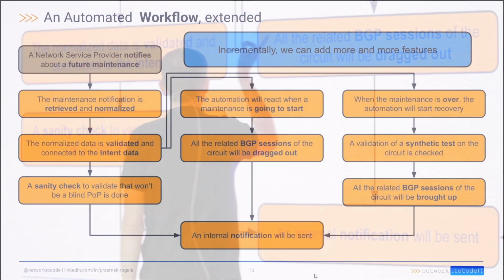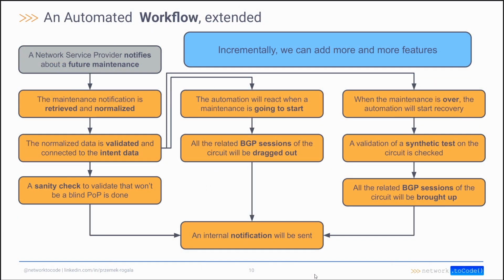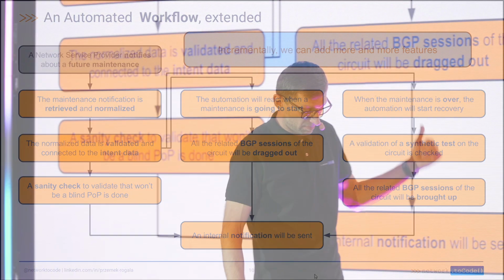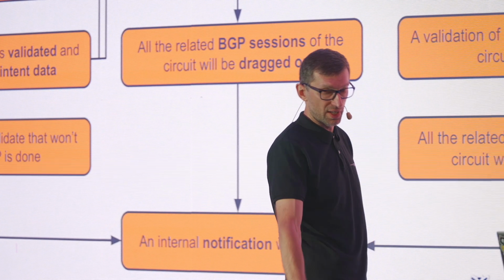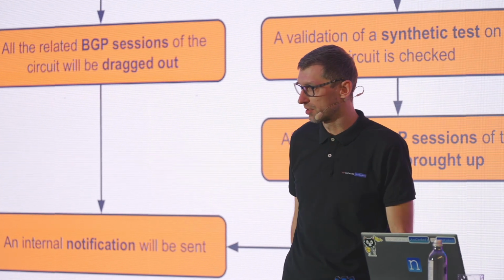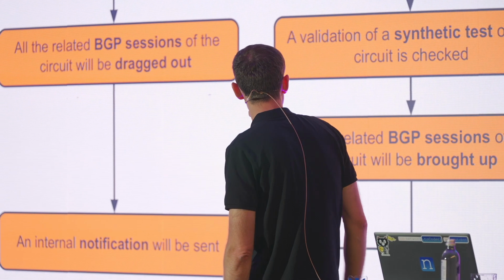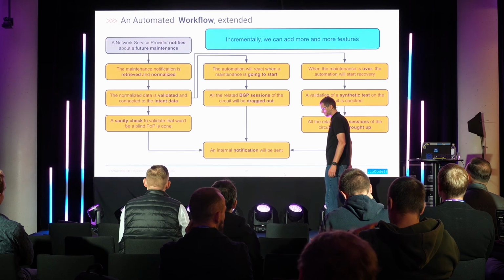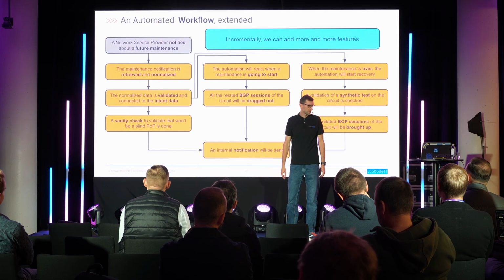But then we can go even further. We can have an orchestrator notify our engineering team that maintenance is about to start. It can automatically drain the traffic from the POP, shut down BGP sessions, and after all of this is done, it can run synthetic checks. So this is our telemetry bit, right? It'll check that once the circuit is back up, the traffic is actually flowing across it. All of that is automated, right? No one needs to go in and check it. And once we confirm the traffic is flowing, we just bring all of our BGP sessions back up.